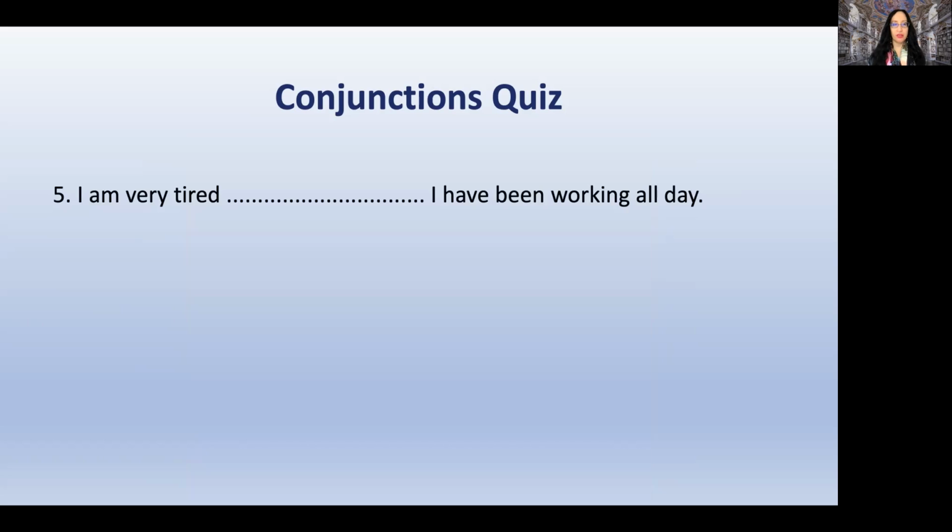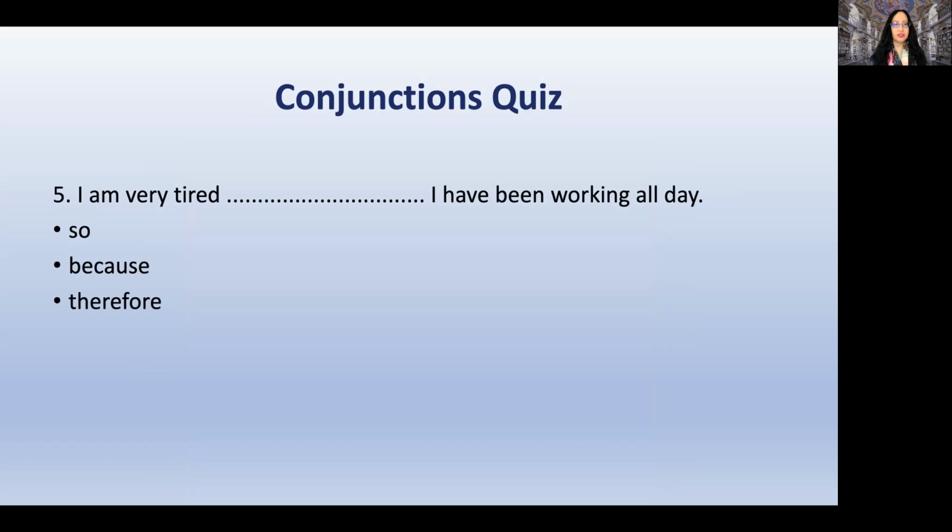Okay, number 5. I am very tired, blank. I have been working all day. I am very tired, so I have been working all day. I am very tired because I have been working all day. I am very tired, therefore I've been working all day.